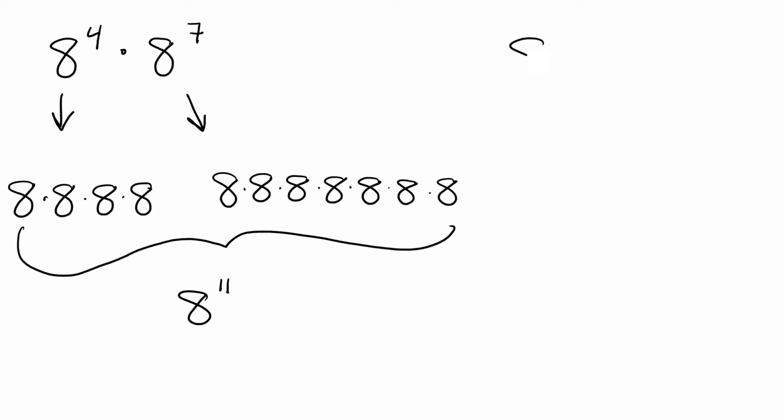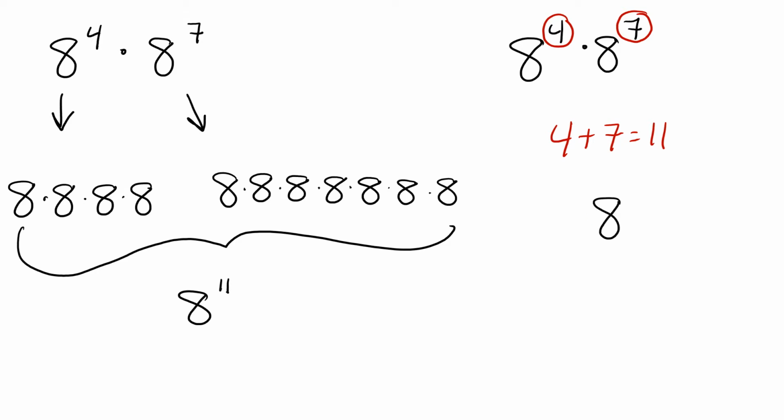To use our shortcut, we use our original problem. We're multiplying, so we add the exponents together. 4 plus 7 gives us 11. The base number 8 stays the same, and we end up with 8 to the 11th power in both methods.